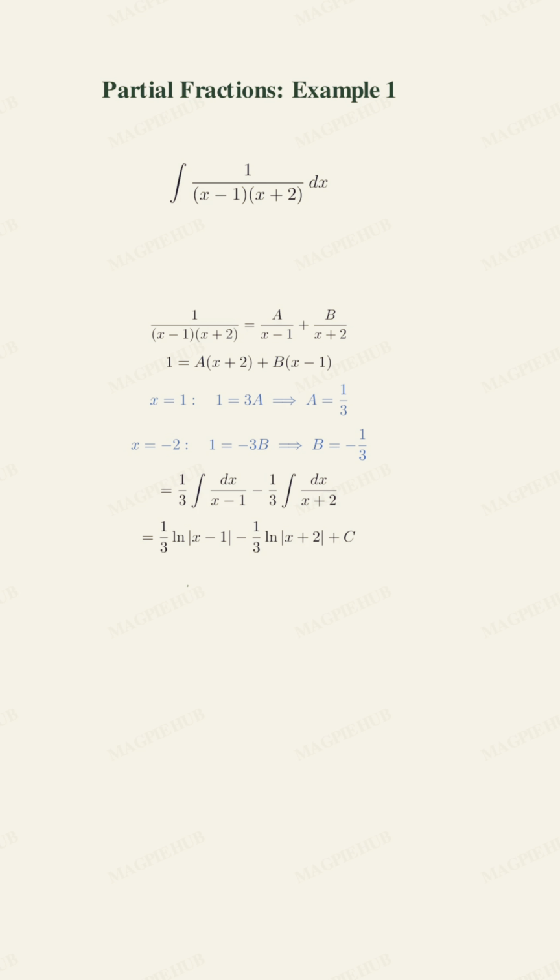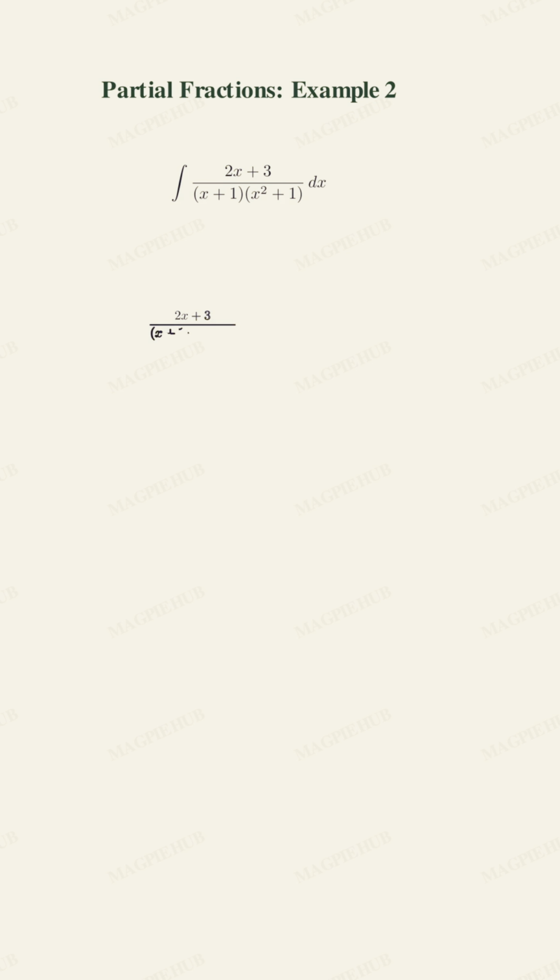Now we integrate each simple fraction: 1/3 ln of the absolute value of x minus 1, minus 1/3 ln of the absolute value of x plus 2, plus c. Using log properties, this is 1/3 ln of the absolute value of (x minus 1) over (x plus 2), plus c. Example 2. Integrate 2x plus 3 over (x plus 1) times (x squared plus 1).